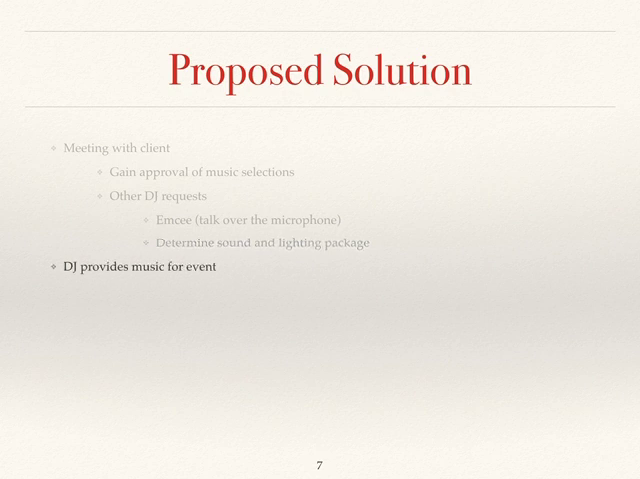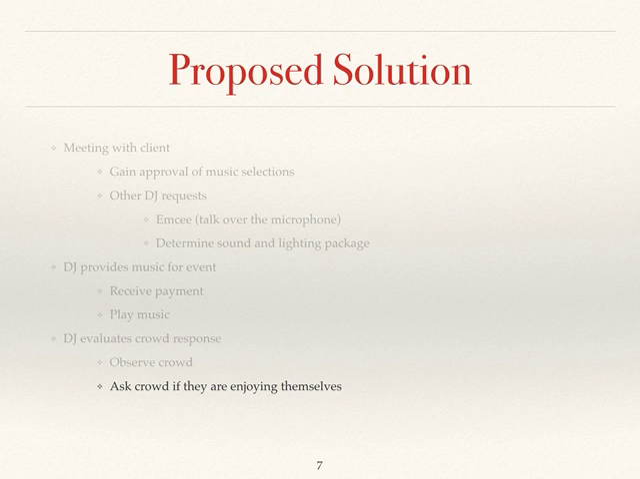Our next step will involve the actual event in which the DJ will provide the music. At this time, he'll receive his payment and he will play the music and entertain the guests. Next, the DJ will evaluate the crowd's response, and this will take place during the event. He'll do so by observing the crowd, whether they sit down or dance more or interact more with the DJ. And then throughout the event, he may ask the crowd if they're enjoying themselves in DJ fashion.